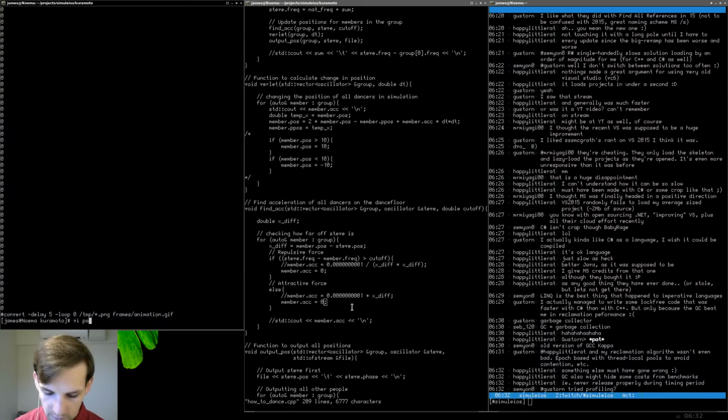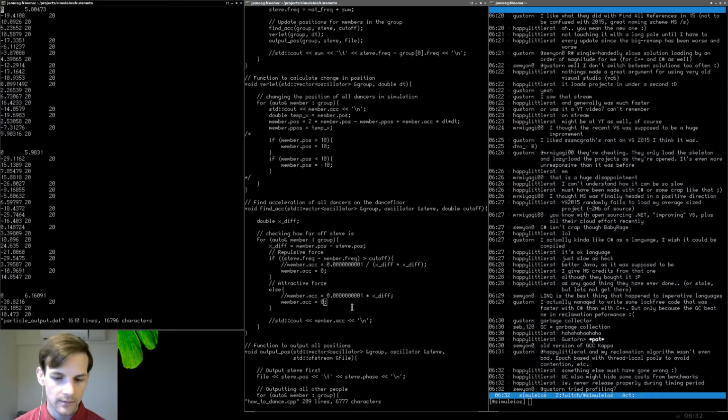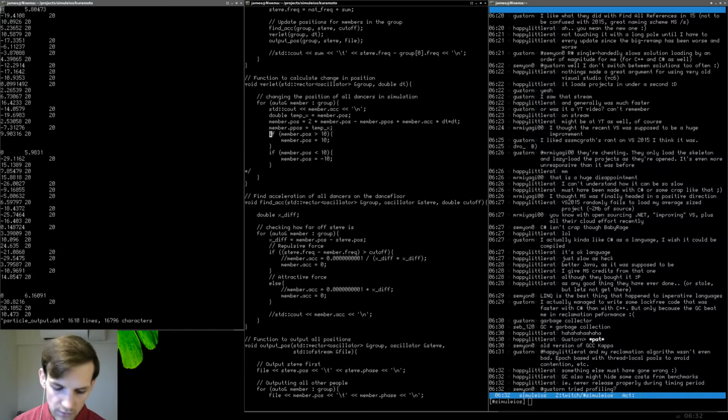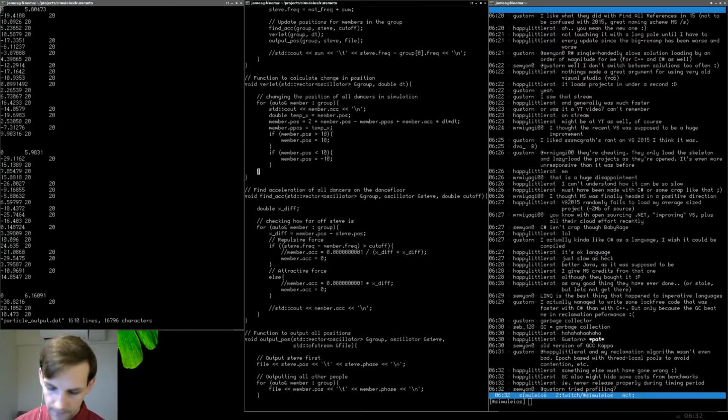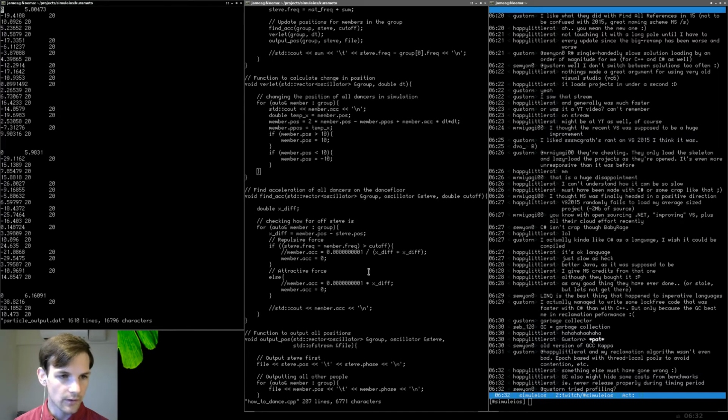Now let's go into particle output.dat. That seems fine to me. Now let's go up here. Let's remove this line here, this line there. So all of these positions, okay, that's not right. That's not right at all. One second. What is the issue here?